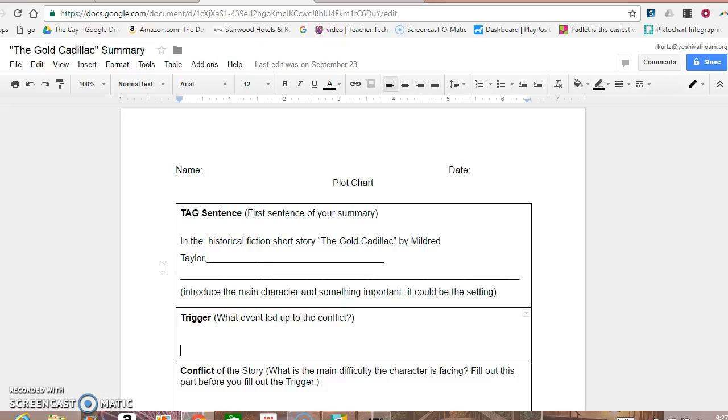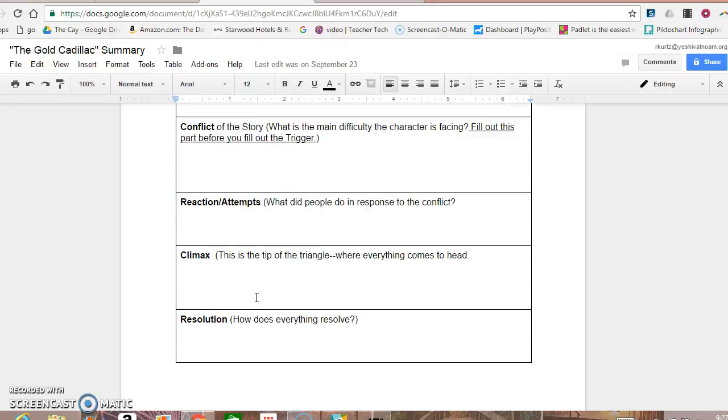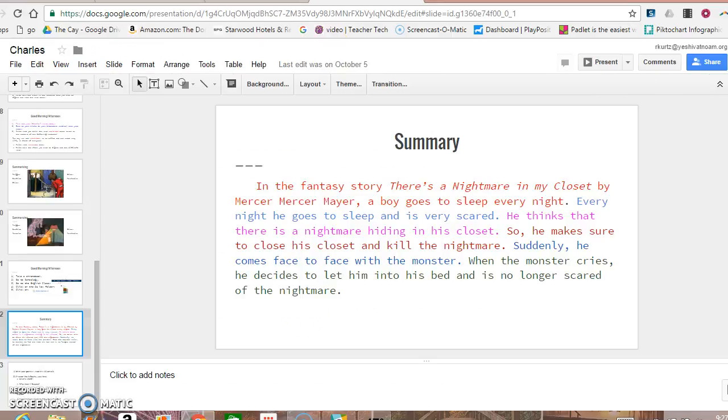So here's our plot chart that we created, in which you're going to fill out your tag, you're going to fill out your trigger, really you should fill out the conflict, and then out the trigger, the reaction, the climax, the resolution. You're then going to take each of these parts of the story and write it into a summary. So here's a summary that I wrote for There's a Nightmare in My Closet.